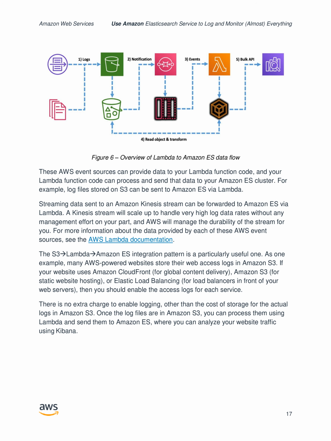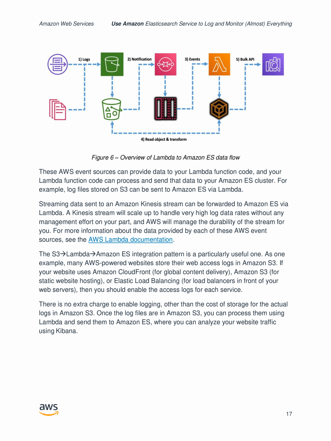These AWS event sources can provide data to your Lambda function code, and your Lambda function code can process and send that data to your Amazon ES cluster. For example, log files stored on S3 can be sent to Amazon ES via Lambda. Streaming data sent to an Amazon Kinesis stream can be forwarded to Amazon ES via Lambda. A Kinesis stream will scale up to handle very high log data rates without any management effort on your part, and AWS will manage the durability of the stream for you. For more information about the data provided by each of these AWS event sources, see the AWS Lambda documentation.